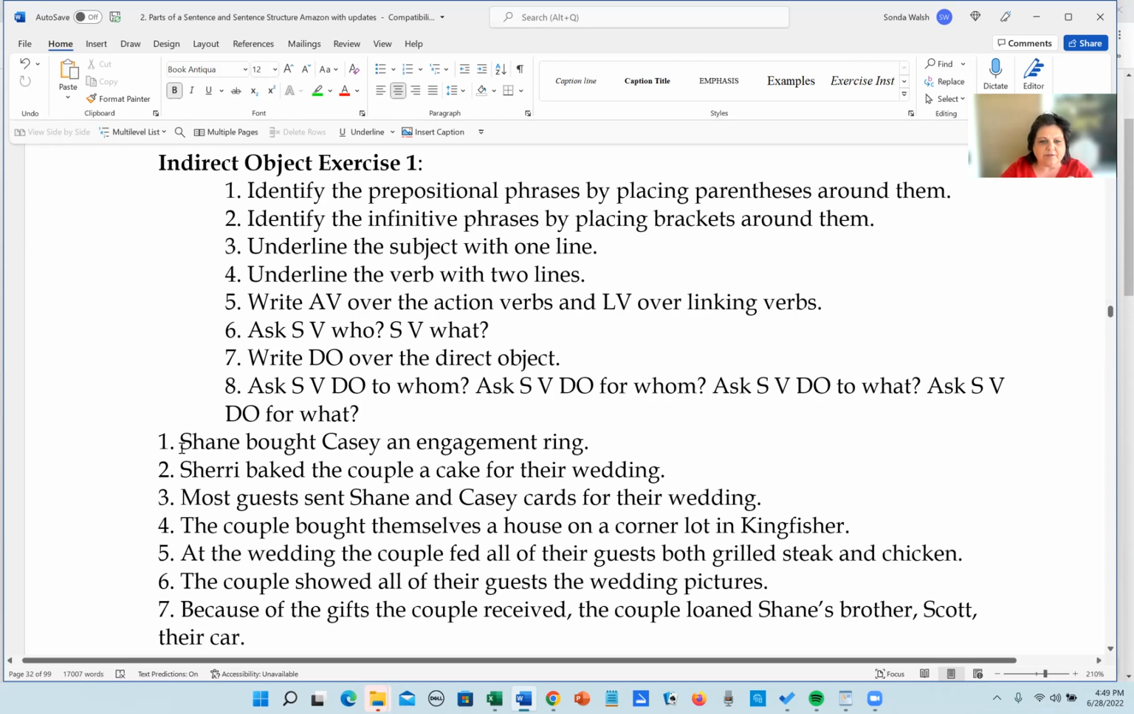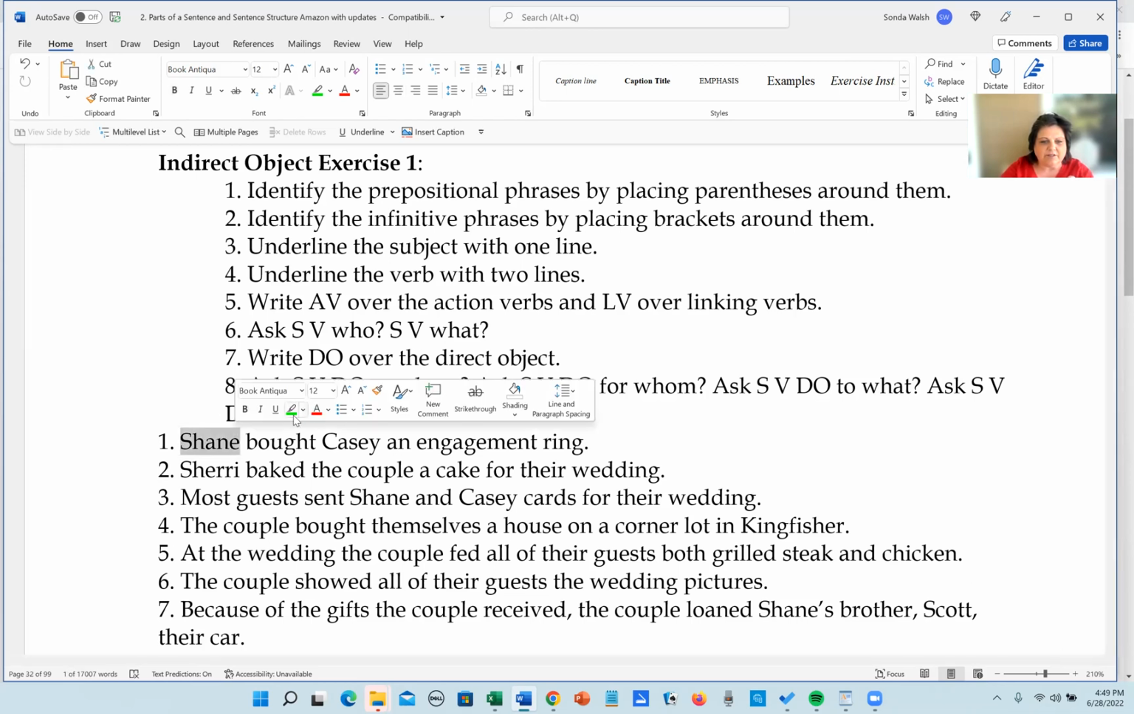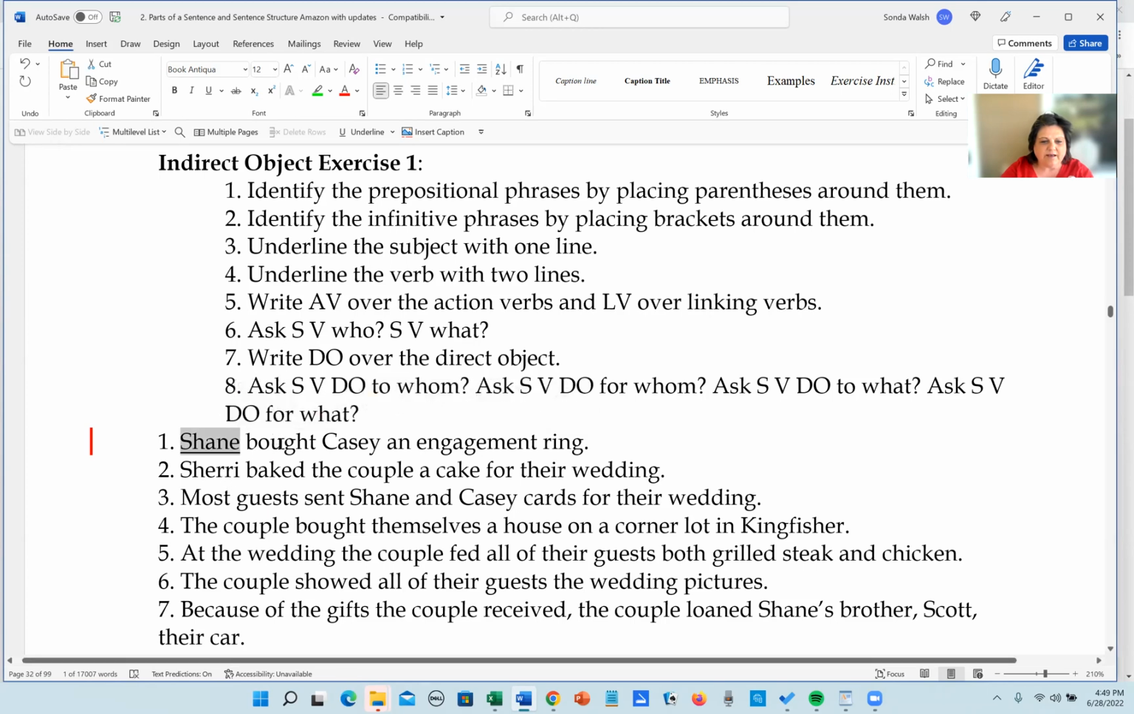So let's underline the subject. Shane is our subject. Underline that one time. Find our verb, bought. Bought is an action verb. We're going to underline that, and then I'm going to go ahead and put AV right here in front of it.